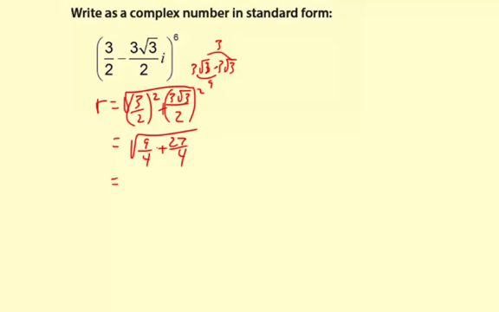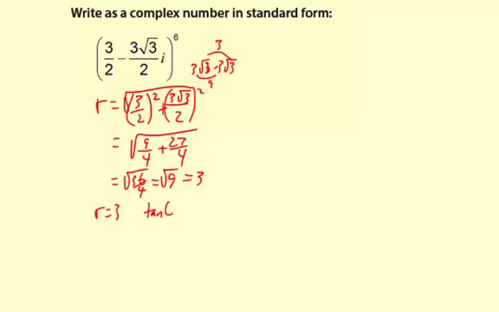Okay, so that equals 9 plus 27, which is 36. So it's going to be the square root of 36 over 4, which is the square root of 9, which is 3. Okay, all that for a modulus of 3. So r equals 3, and now we need to find theta.